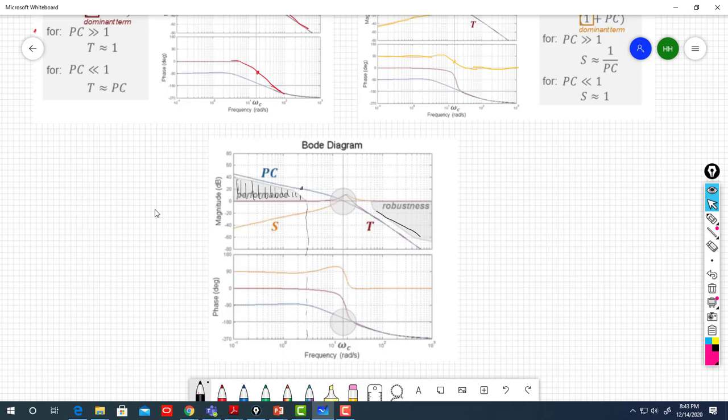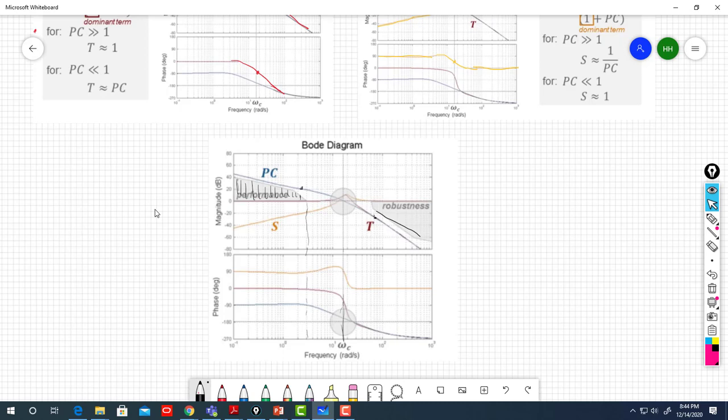Also, a decade above the crossover frequency, we should have a very low gain, so very high attenuation, at least a decade above the crossover frequency. So this is the crossover frequency, which is at 0 decibel of the blue curve. Alright, so that's basically our design goal: to have good performance and good robustness. So that's the ideal shape to have.